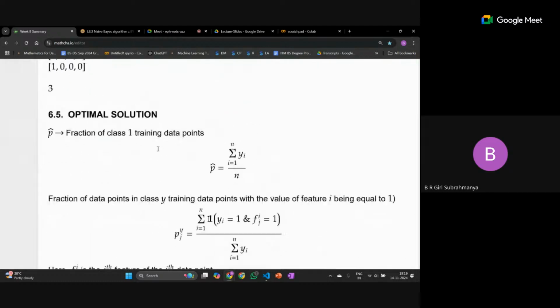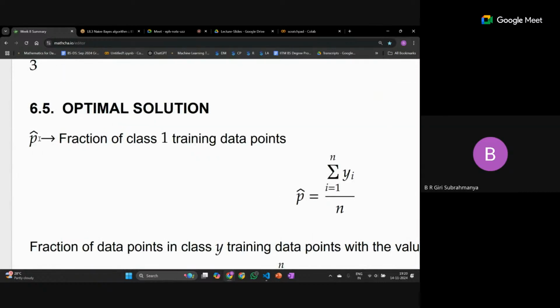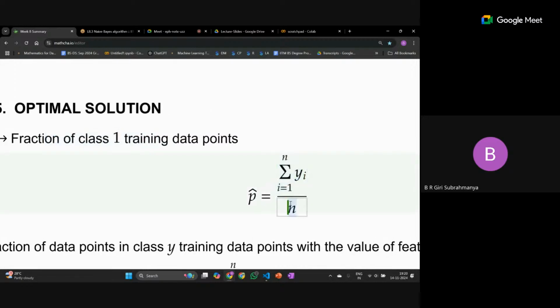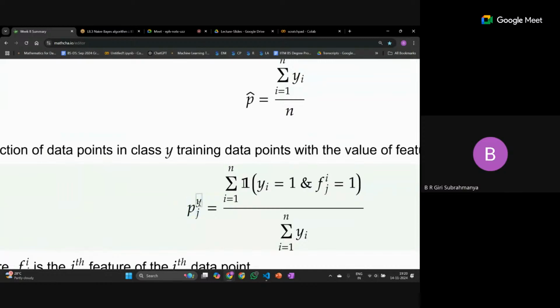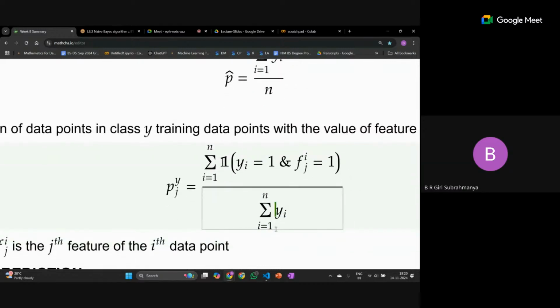Intuitively, if you want to know, the p hat is nothing but the fraction of ones: the number of ones divided by n. And what is Pyj? Pyj is going to be the fraction of data points where the denominator is the number of data points with label being y.